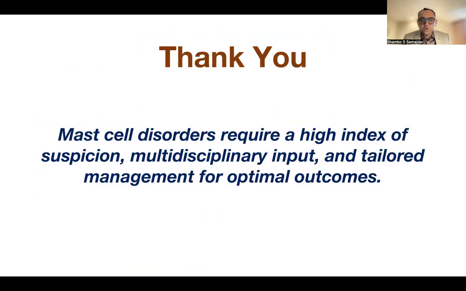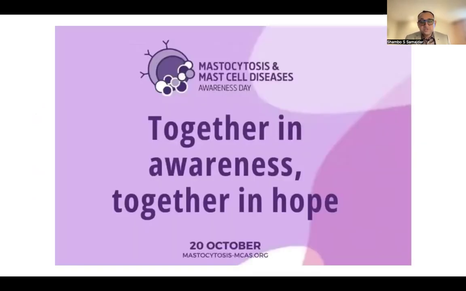So thank you all. Mast cell disorders require a high index of suspicion, multidisciplinary input, and tailored management for optimal outcome. In India, we need to develop a registry on mast cell disorders, and I think this is the need of our country. And 20th October is Mastocytosis, Mast Cell Disease Awareness Day.